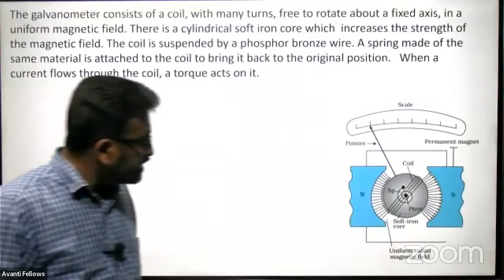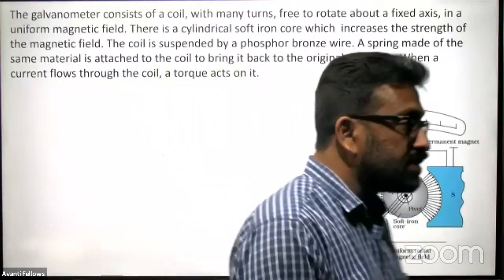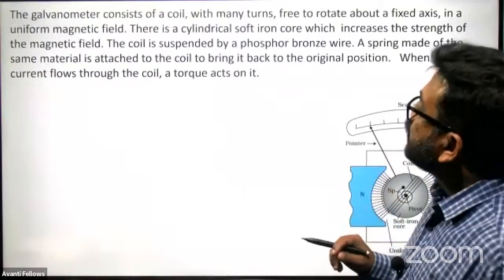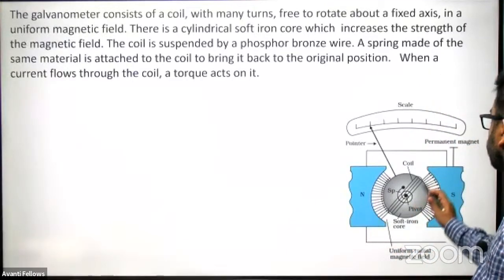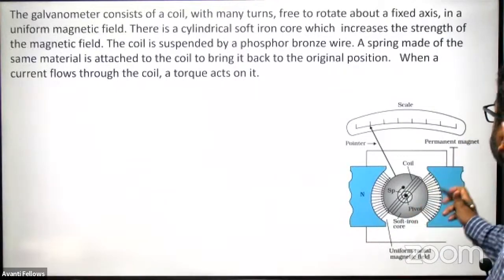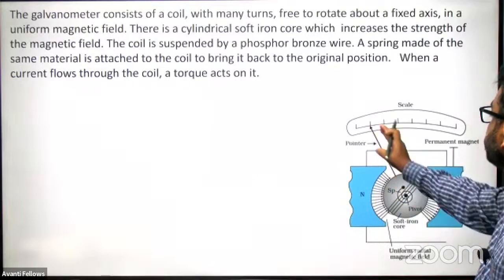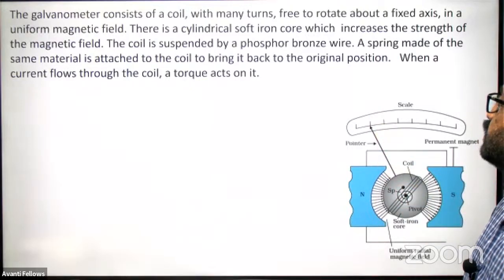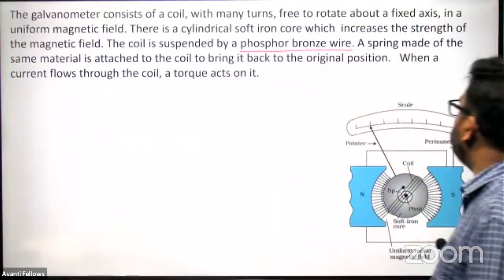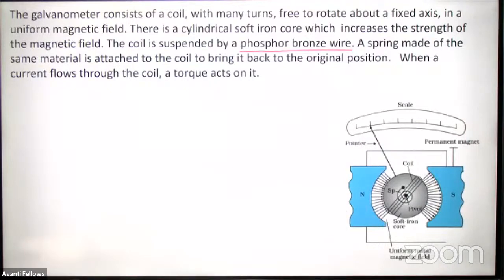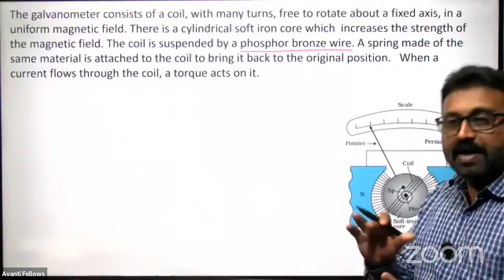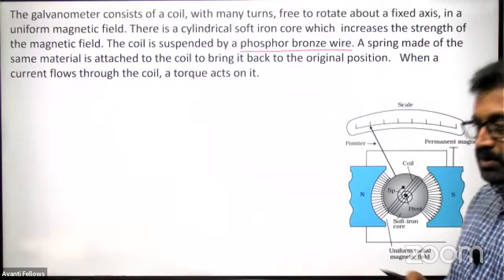Then the constructional details. How can we construct a galvanometer? A galvanometer consists of a coil with many turns, free to rotate about a fixed axis. A needle is attached to it. The coil is suspended by a phosphor bronze wire. A spring made of the same material is attached to the coil at the bottom side. The duty of the spring is to bring the coil back to the original position after deflection.